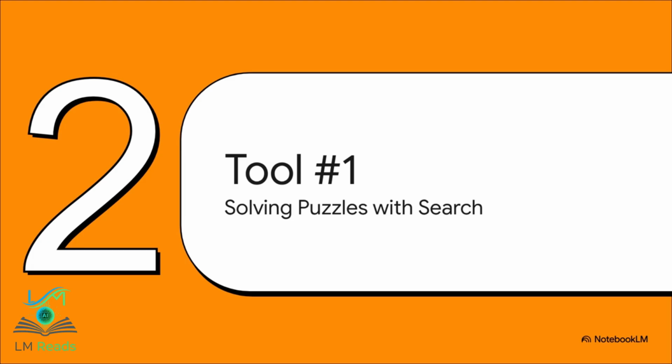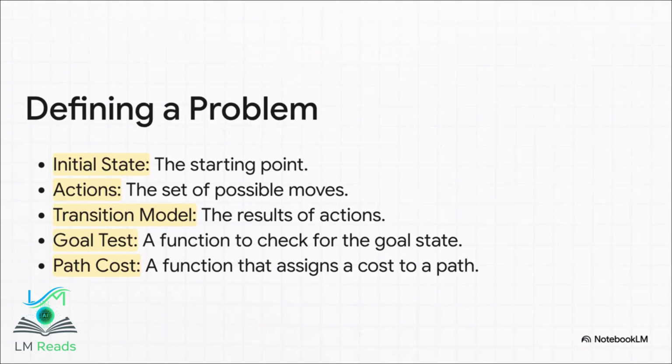This one is designed for a world that works like a puzzle, predictable with clear rules. This tool is search. Before our agent can even start to play, it has to understand the rules of the game. I mean, think about any board game. You have to know the starting position, what moves are legal, what happens after each move, what it actually means to win, and how you keep score. This framework lets us turn almost any problem into a solvable game.